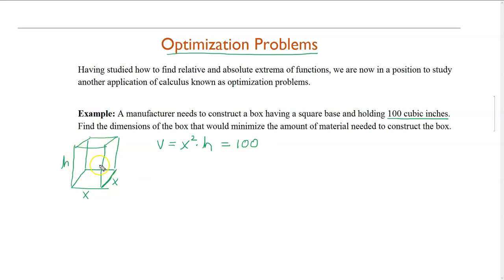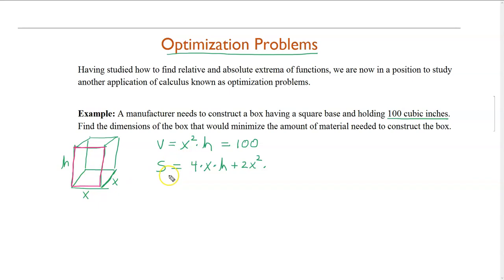Now the amount of material needed to construct this box, that's the surface area of the box. Now if we look at this, the surface area of the box, we have to add up the areas of the sides of this box. The area of the front of the box, right here, that's just going to be X times H. And we have 4 of those, right? So our surface area is going to be 4 times X times H. Then we have the area of the bottom and the top. Now the bottom, that has dimensions X and X. So the area of the bottom is going to be X squared, and the same for the top. So we're going to have 2X squared. And there's the surface area of our box related back to our variables X and H.